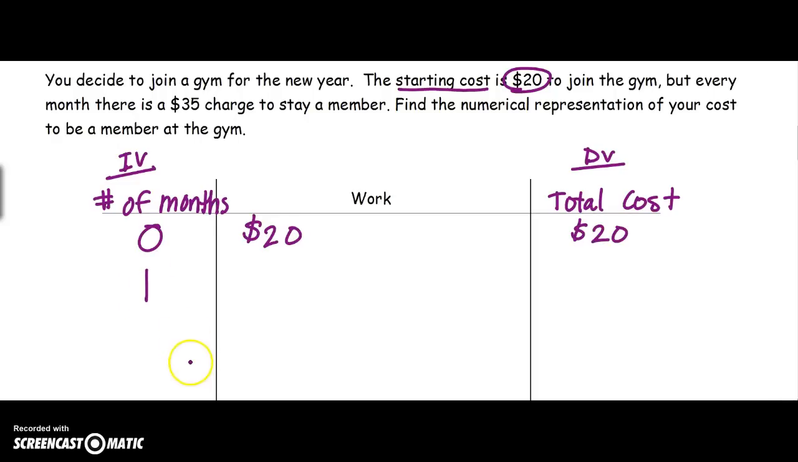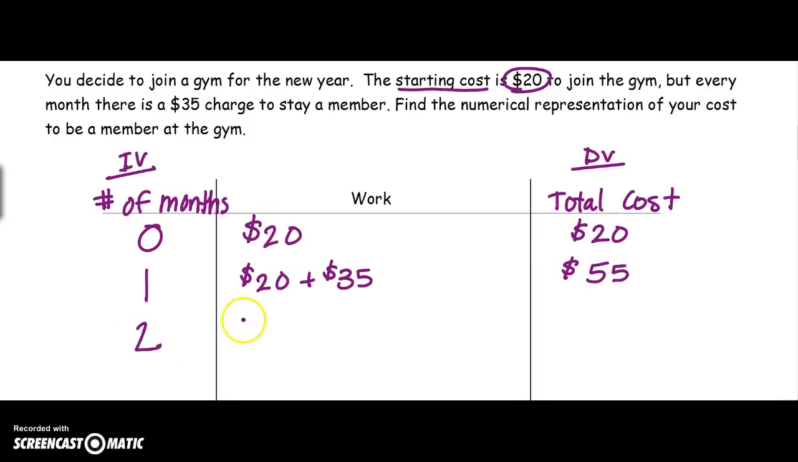After the first month, since we're looking for the total cost, we have to take into account every single thing that we paid for. So we're still going to say we paid this $20 initially, but on top of that, we paid $35 for our first month. So our total cost so far has been $55.